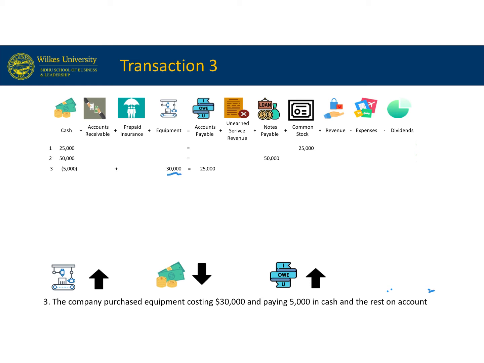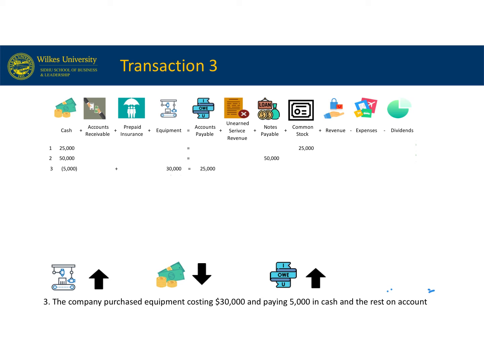The asset, equipment, increased $30,000 because that is what was paid for the equipment. The asset cash decreased $5,000 for the cash paid. That totals the left-hand side of the equation for $25,000. It also agrees with the right side of the equation and the accounts payable. You can also see how they're input into the accounting equation and that the equation holds.